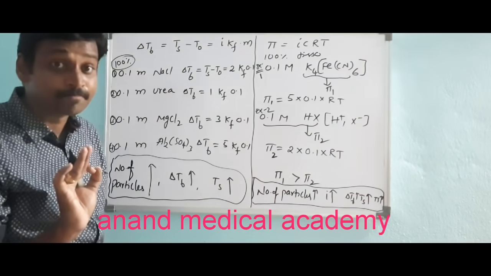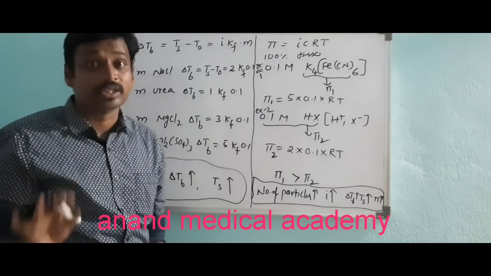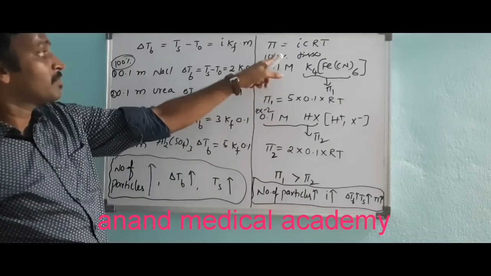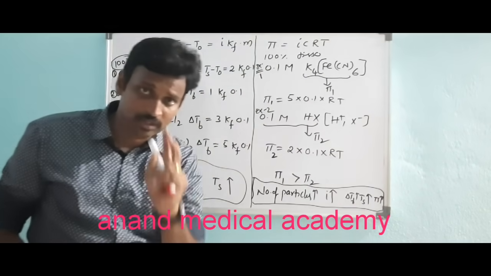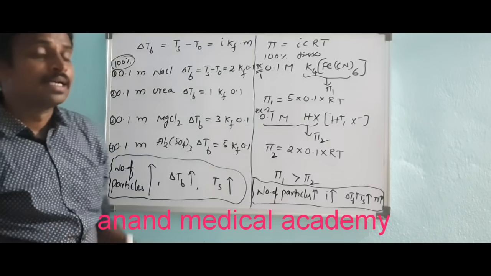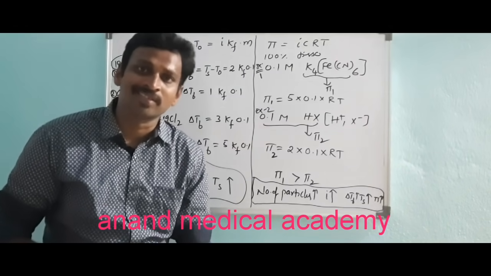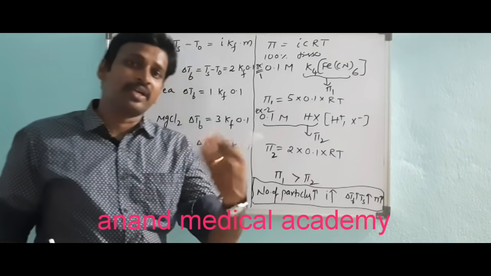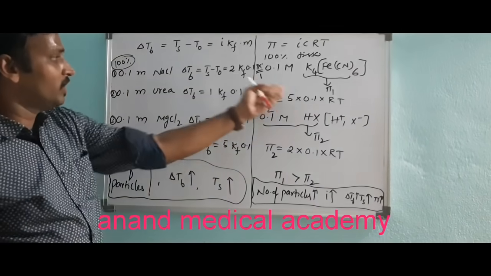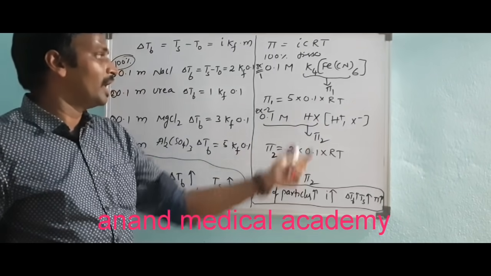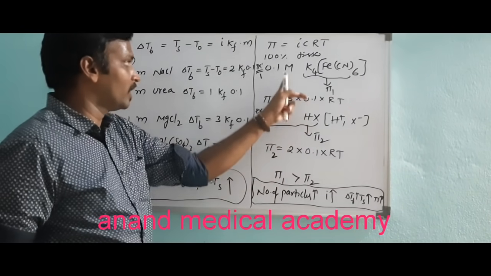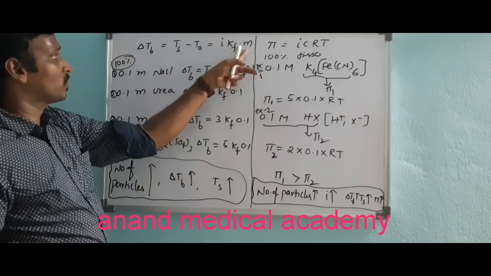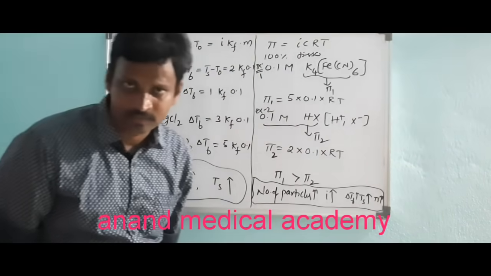But it depends on concentrations. I am considering the same concentration here, and 100% dissociation. These two are very important. Sir, if different concentrations are given, or different i value, or alpha given, different dissociation given, then you have to substitute and calculate the value. Here you have to calculate the i value, and here you have to calculate molarity and multiply. Then you have to see which is big.